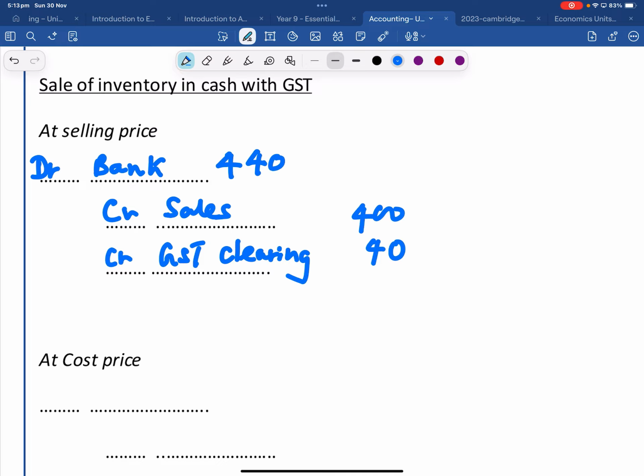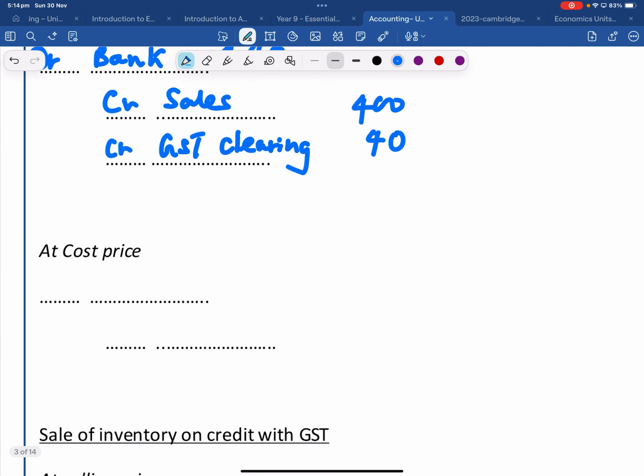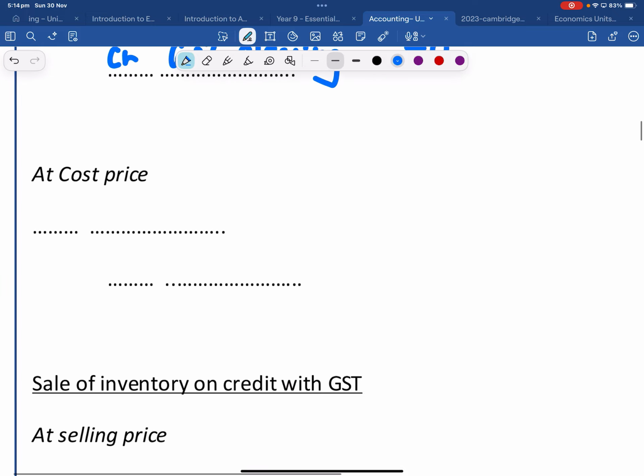Next one. Why did we credit GST clearing? Liability. GST clearing is a liability. Liability, what happens? Increase. Liability increases, credit. Wonderful. So always remember, guys, GST clearing is a liability. So if we collect GST, clearing increases as a liability, so we credit it. If we pay GST, what will happen? GST liability will decrease. Very good. So always GST clearing is a liability.